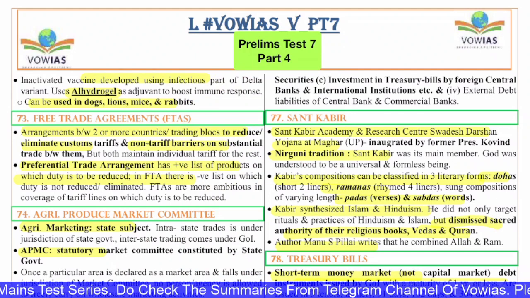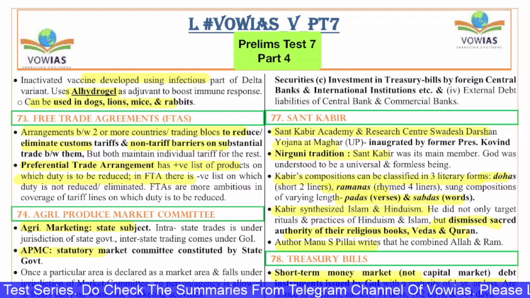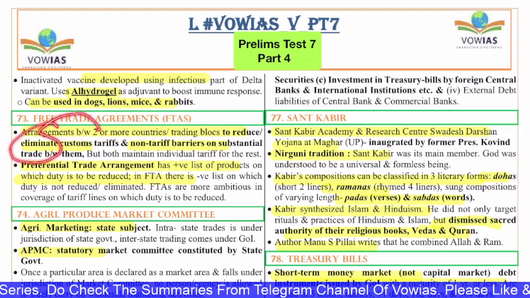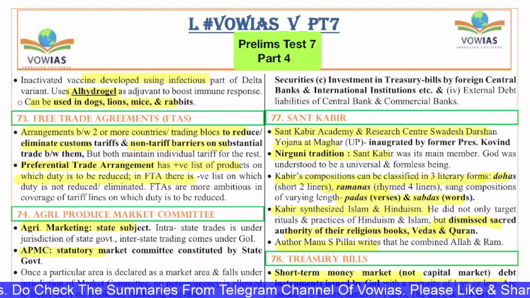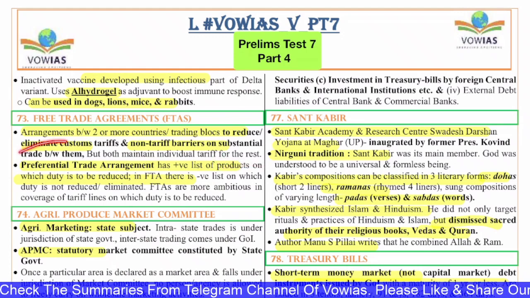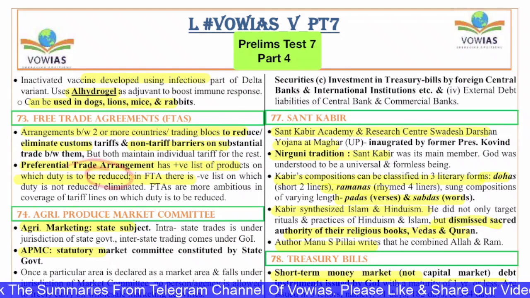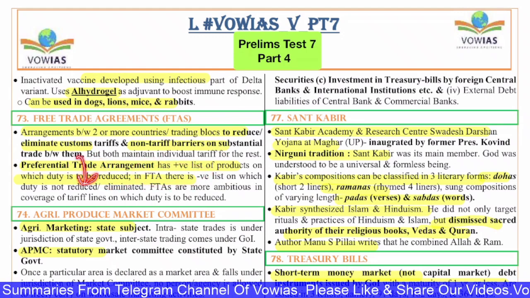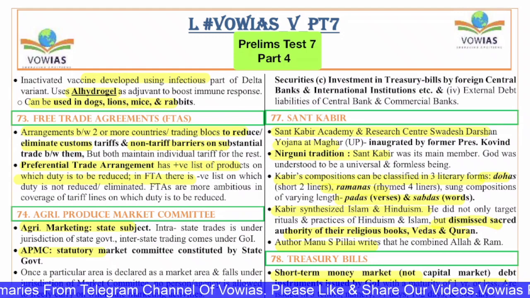73rd question. This is on the free trade agreements, the FTAs. FTAs are arrangements between two or more countries or trading blocs to reduce and eliminate customs, tariffs and non-tariff barriers on substantial trade between them, but both maintain individual tariffs for the rest. A preferential trade agreement has a positive list of products on which the duty is reduced. In the FTA, there is a negative list on which duty is not reduced. FTAs are more ambitious in coverage of tariff lines on which duty is reduced.